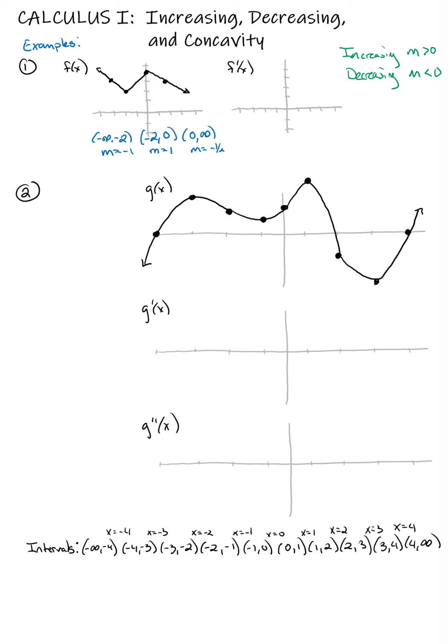So what does that look like on the derivative, the graph of the derivative, f prime? Well, remember, the derivative is the slope of the tangent line. So that tells us that on the interval from negative infinity to -2, our y value is -1. From -2 to 0, the y value is +1. And finally, from 0 to infinity, the y value is -1/2.